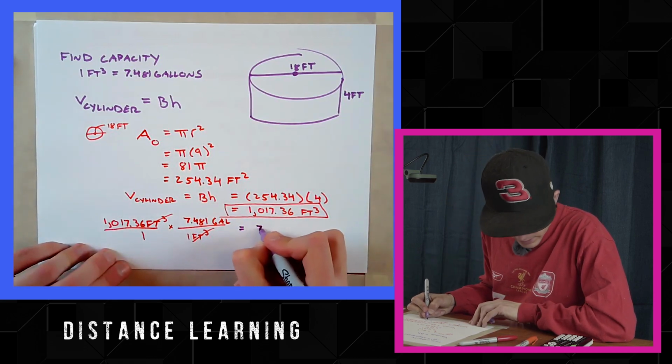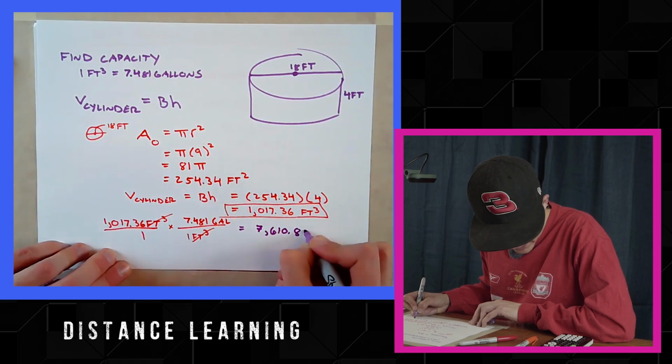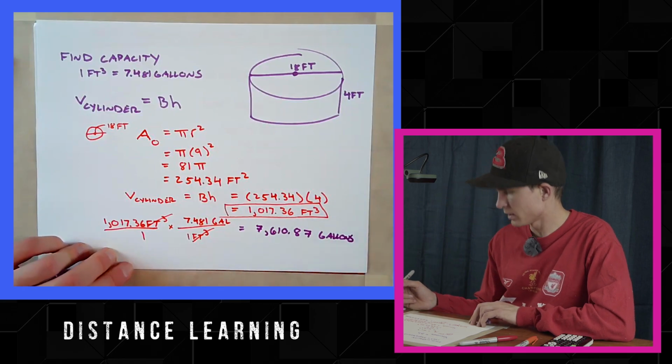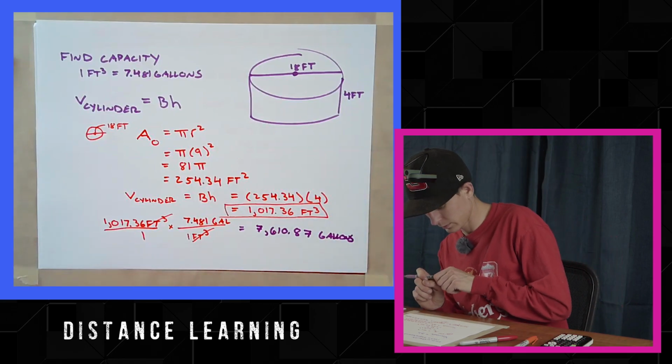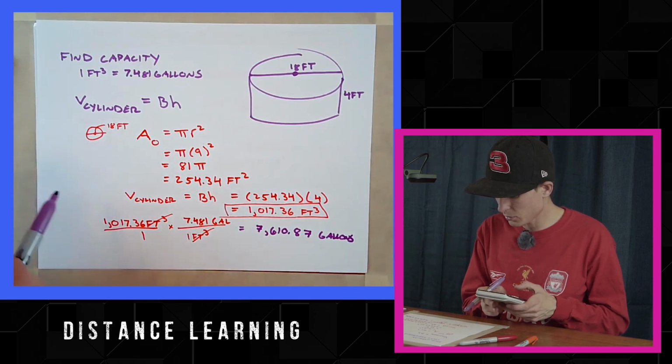I'm going to get 7,610, we'll say roughly 87 gallons. And you'll notice the book is a little bit different because I believe they used pi.